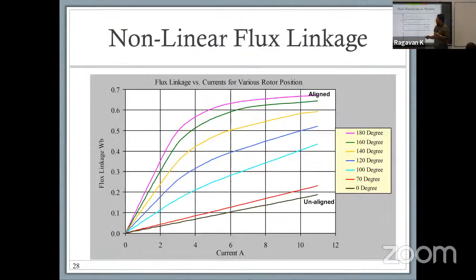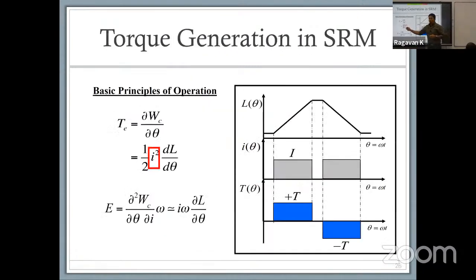Even if you go back to the equation here, this equation is given as I squared dL/dθ. So if your dL/dθ is higher, which means it has a much sharper slope, that means dL/dθ for any window of time will be higher. So if you can increase that saliency ratio, correspondingly, your ability to generate torque will also be higher.